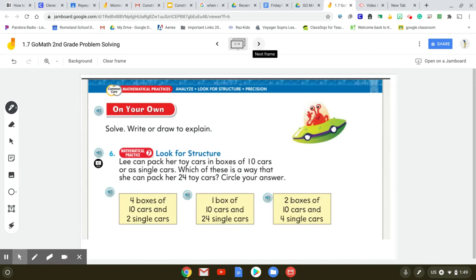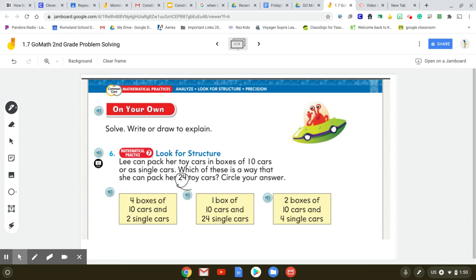Okay, we're on page 40, on your own. Solve, draw, or write to explain. Okay, so remember, we're always looking for a pattern. Look for structure. Lee can pack her toy cars in boxes of 10 or single cars. Which of these is a way that she can pack 24 toy cars? Circle your answer. So let's read that one more time. Lee can pack her toy cars in boxes of 10 or single cars. Which of these is a way that she can pack 24 toy cars?